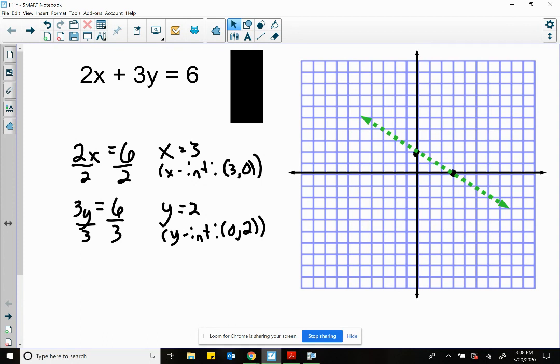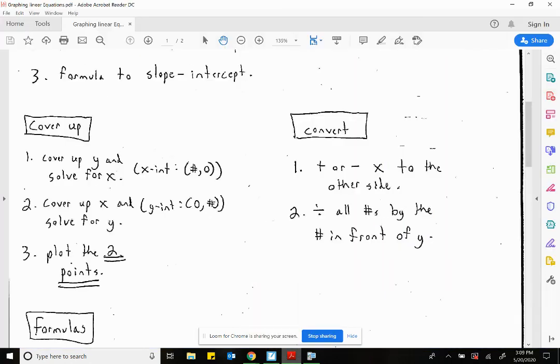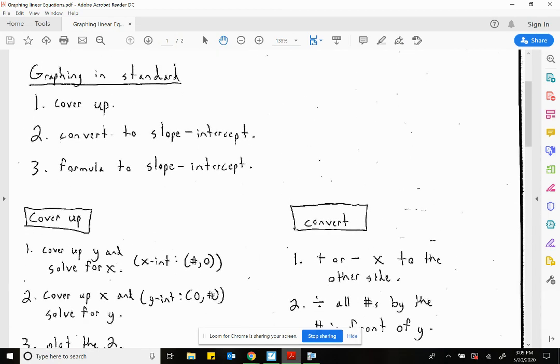Now again, some of your high school teachers probably didn't teach you that, or did it quite as lively as what I did. Some of them probably just said, hey, if you're in standard form, why don't you just convert this to slope-intercept? Get the y by itself. Okay? So let's talk about this second method that we have in here called convert to slope-intercept.